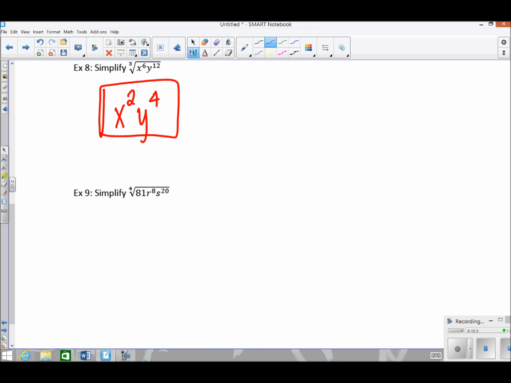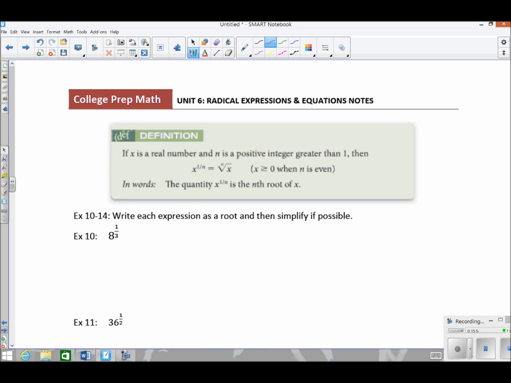So for this one, what number do I have to multiply by itself 4 times to get 81? Well, the answer is 3. And then for the exponents, you keep the r, you divide 8 by 4, so we get 2. And then s, 20 divided by 4, is going to give me 5. So there's your answer. So now let's look at some other examples talking about those rational exponents.